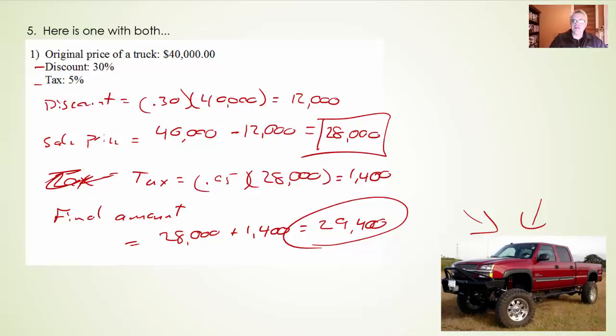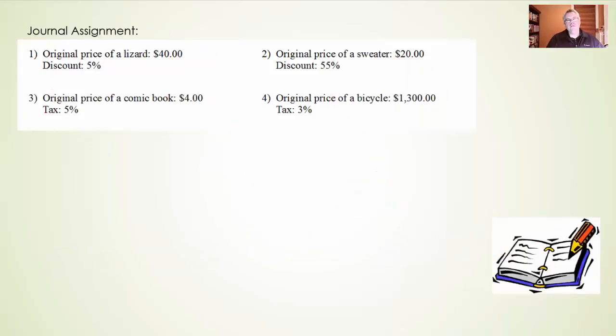Okay, time for the journal assignment. Okay, so we have 4 problems for you. The top 2 are discount problems, so find the sale price. So we have a lizard that's on sale with a 5% off, and we have a sweater that's 55% off. What a deal. So the top two, discount problems. So, all right, so find the sale price. The last two are problems where you're going to compute the tax and add it to find the total sales price. Okay, so first two discount, second two tax problems. Solve them in your journal, and we'll see you next time.